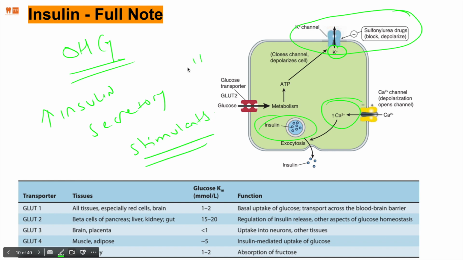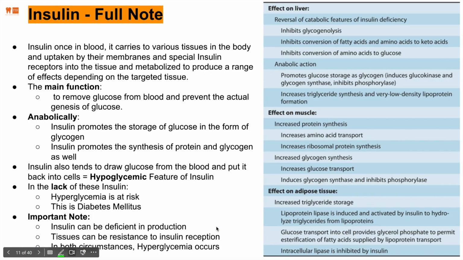Perfect. That's sulfonylureas. Now, remember GLUT2, don't forget about that. Very, very important point in this process of insulin. Moving on, insulin, once it's in the blood, carries to various tissues in the body and is taken up by their membranes and special insulin receptors into the tissues and metabolized to produce a range of effects depending on the target tissues. That's what insulin does.